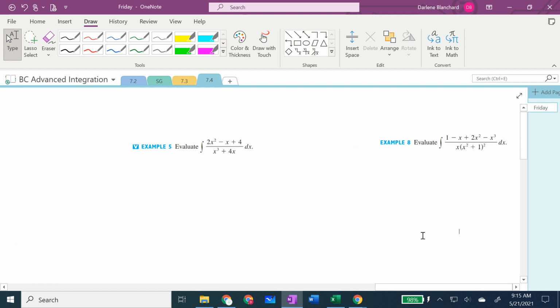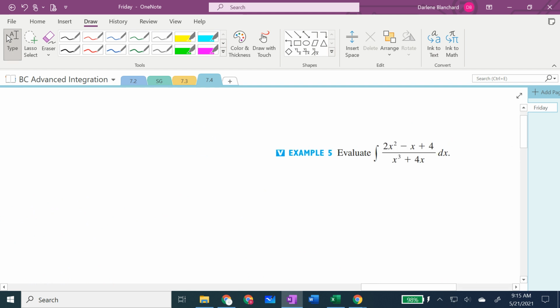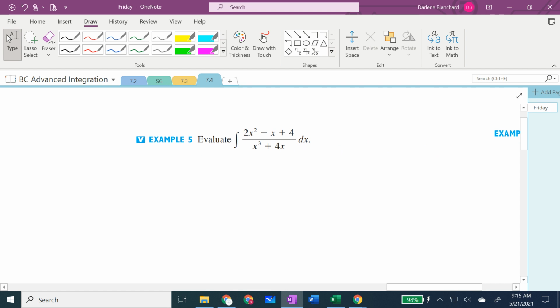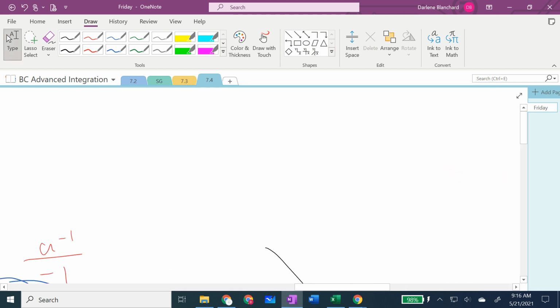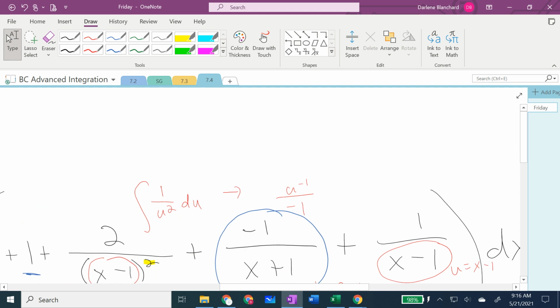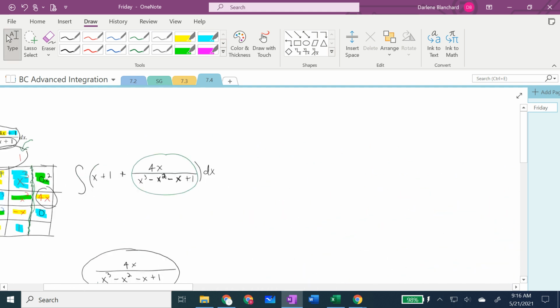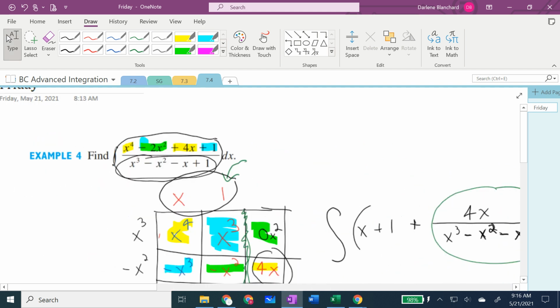Okay. Now, the next type of example. Yes. Oh, thank you. Why is that the polynomial factors? Okay. Let me go back to the problem.